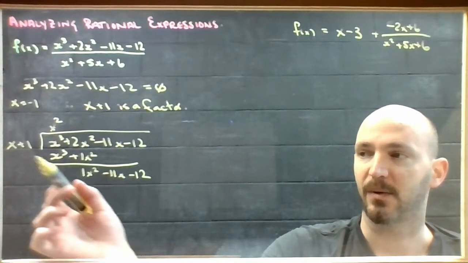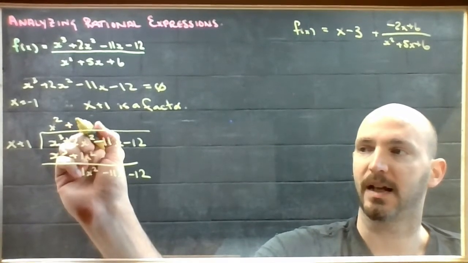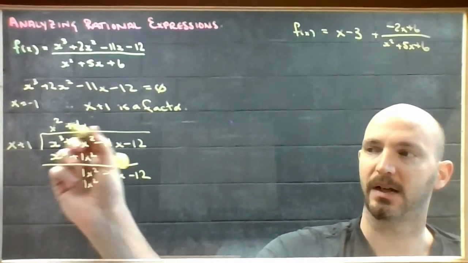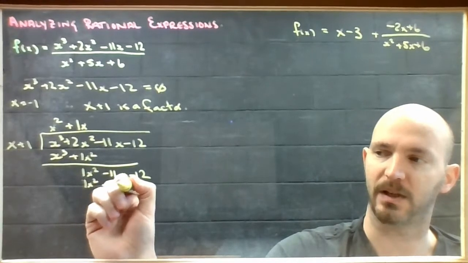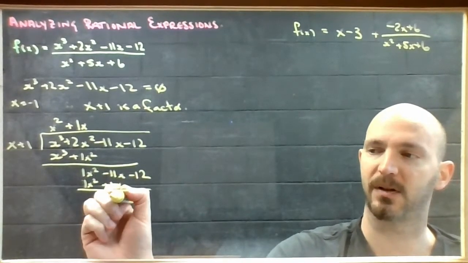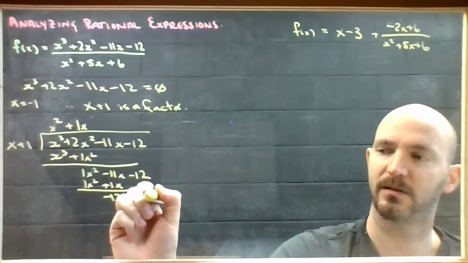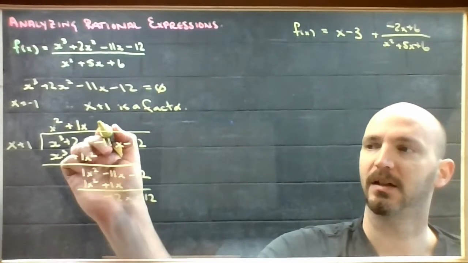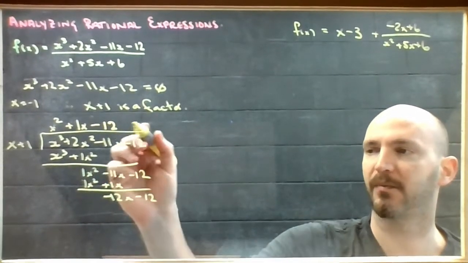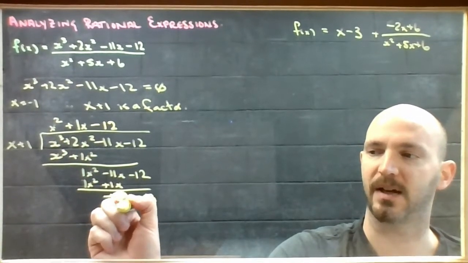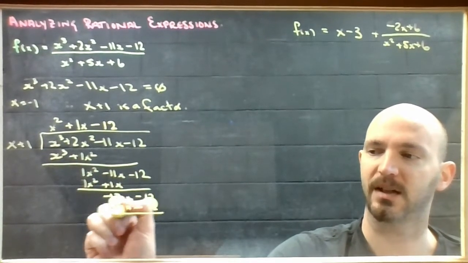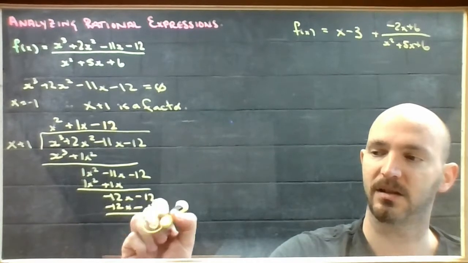In order to get an x squared from that, I need a factor of 1x. 1x times x is 1x squared. 1x times 1 is 1x. Take those out of the pile. Minus 11 minus 1 is minus 12x. Minus 12. And I'll need a factor of minus 12 here. Minus 12 times x is minus 12x. Minus 12 times 1 is minus 12, giving us a clean division.